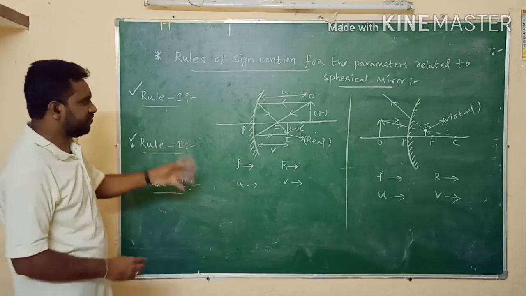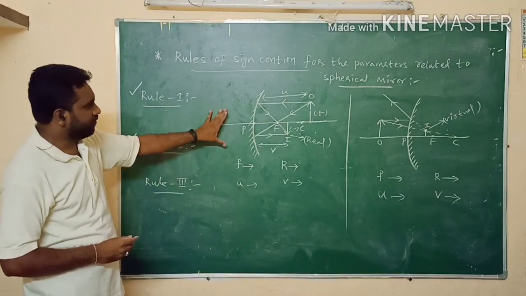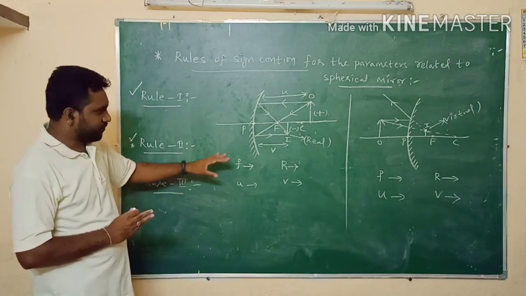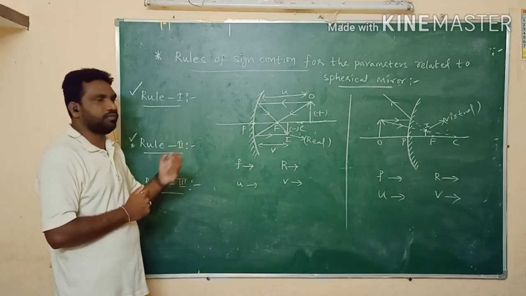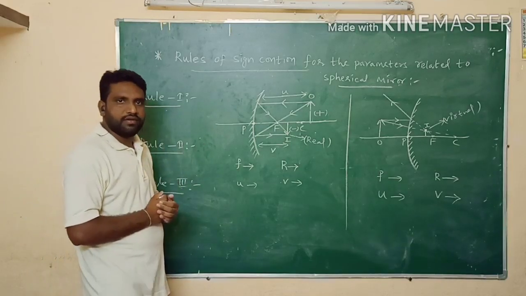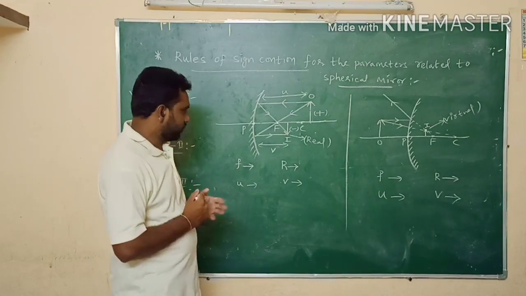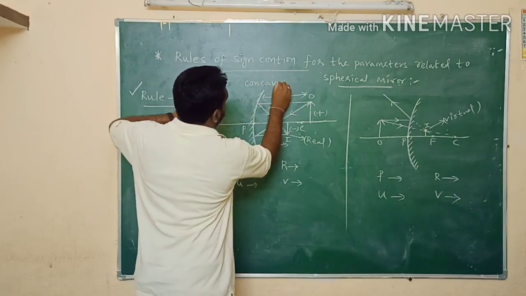These three rules are applicable for both types of mirrors, concave as well as convex. Now you should note these four points, and I am going to give some logic and clues. When we are going to solve the problems, you directly have to substitute the values. First we will consider the concave mirror.